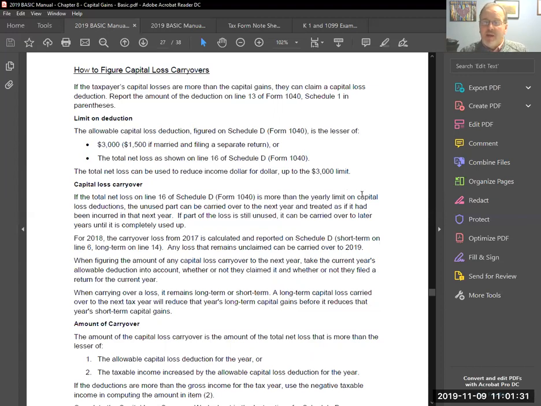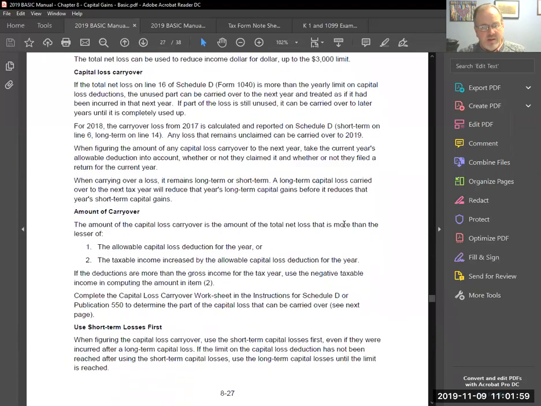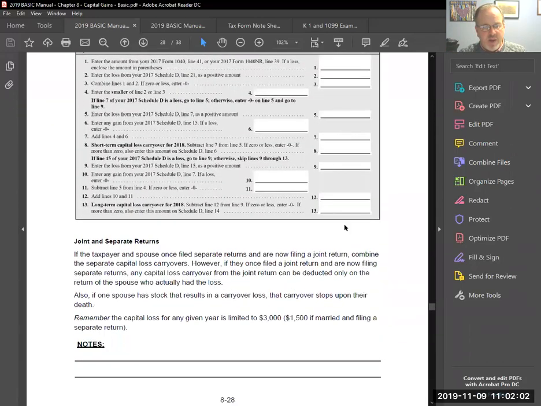However, if I have that $6,000 loss carrying to next year and I have a $10,000 gain, I can use all $6,000 against the $10,000 to have a $4,000 gain that I pay tax on. So we can use more than $3,000 against gains in a year, but we can only take $3,000 in losses against our gross income, okay? All right, so that's really where that one comes into play.